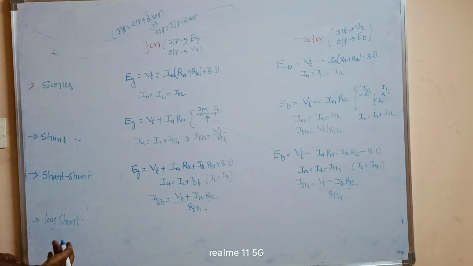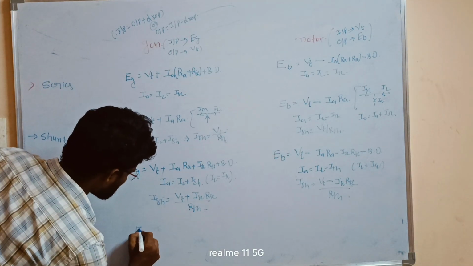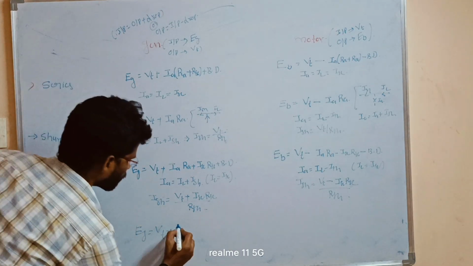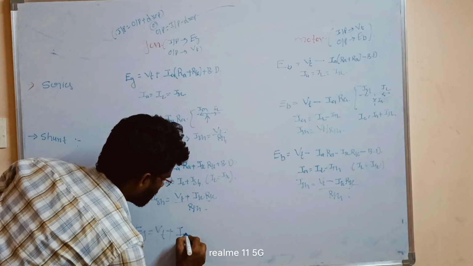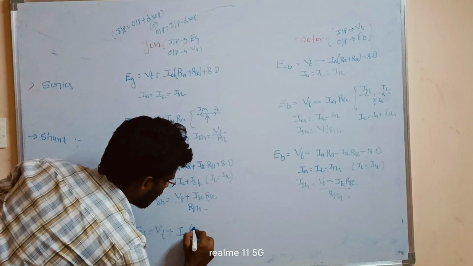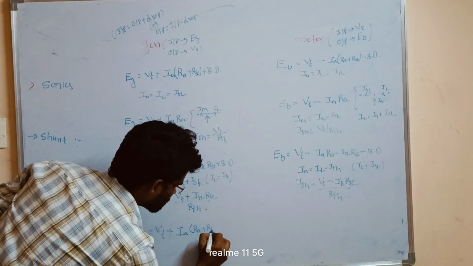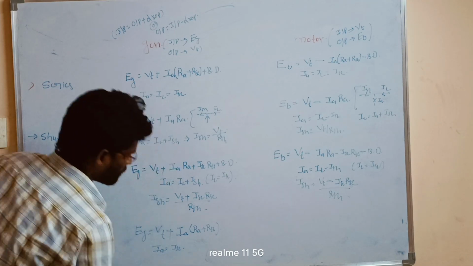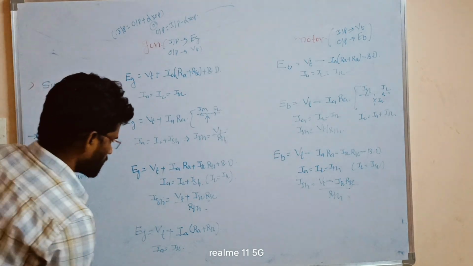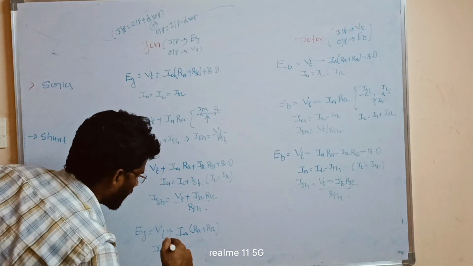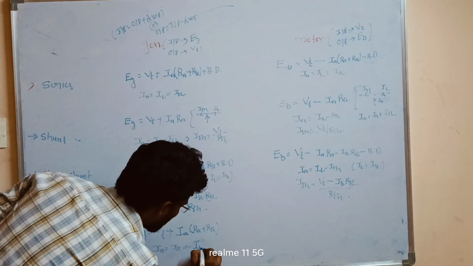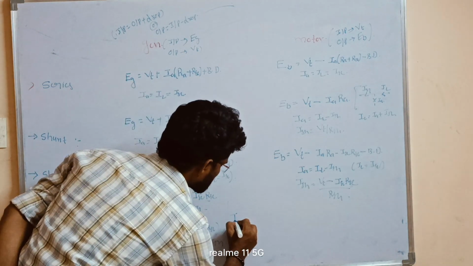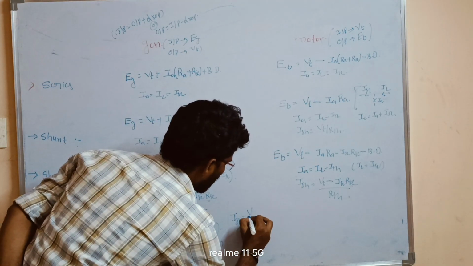Again, we can find the long shunt. EG is equal to VT plus long shunt IA into RA plus RSC. Here IA is equal to ISC. So IA is equal to ISC is equal to IL plus ISH. What is the ISH? ISH is equal to V by RSH.